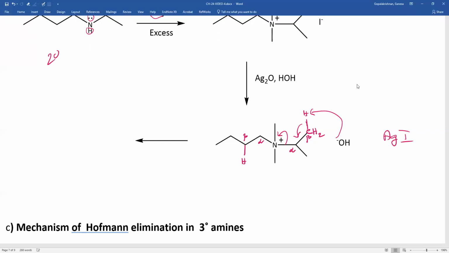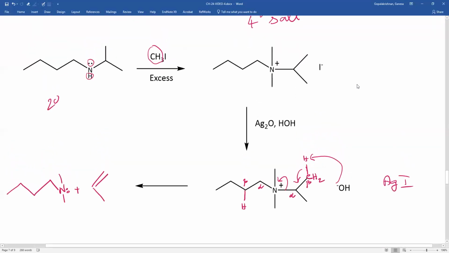What do you get now? You get this amine. And what is your alkene? This becomes a double bond. This is an alkene. So which group actually becomes an alkene? The one which contains the less crowded beta carbon becomes an alkene. This is, you see, this is an alkene.